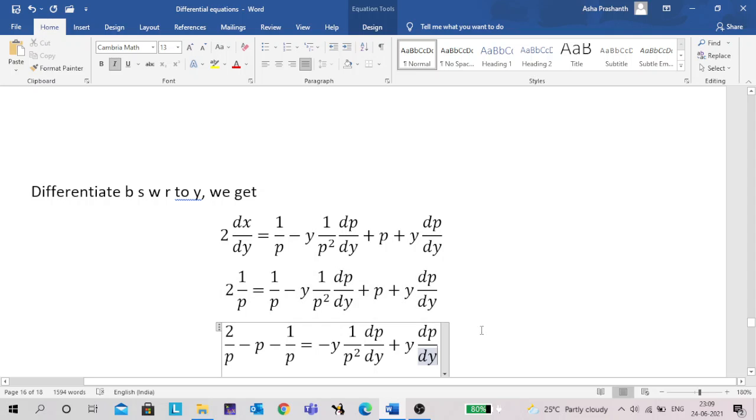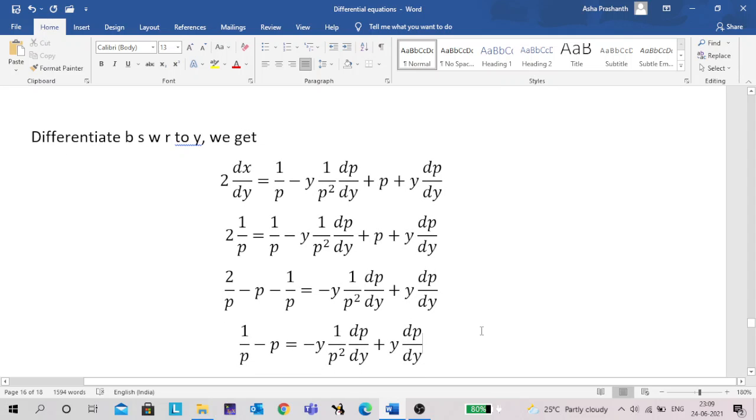Clear? So in the next step, what I did, I am taking the like terms. Means all the constant terms one side, and the derivative terms in one side. Okay, 2 by p. I am taking this 1 by p to this side. So I'll get 1 minus 1 by p. Okay, and this p to this side. So it will become minus. Clear? So my minus y into 1 by p square dp by dy plus y into dp by dy, the right hand side terms as it is.